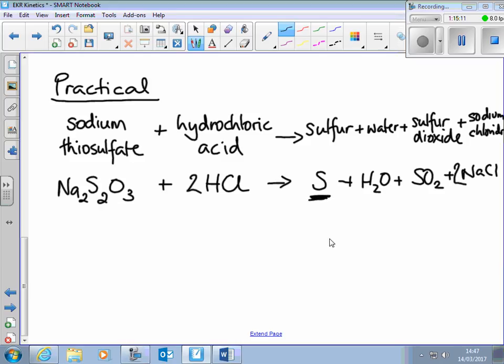All right, that is our determination of the initial rate. So when there's enough sulfur to obscure a spot or a cross on a piece of paper, then we say that's our stopping point. So we've got a time value for that. And what you're going to do tomorrow, I'll explain through it properly first, and I'll make sure I've got the equation right. You're going to look at changing the concentration and see how the time changes.